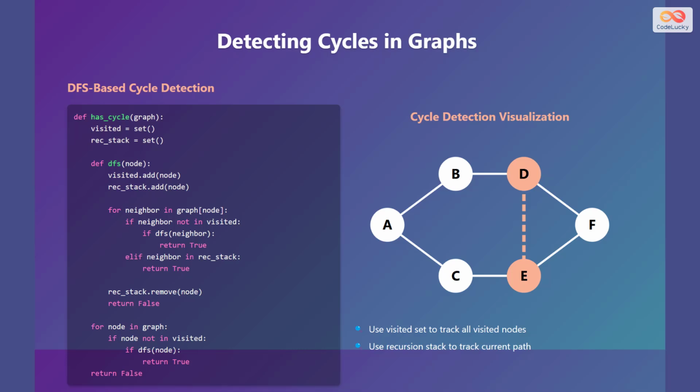On the right, we have a graph visualization. The dotted line indicates a back edge, which creates a cycle. Being able to detect cycles is crucial in many applications, such as task scheduling and dependency resolution.